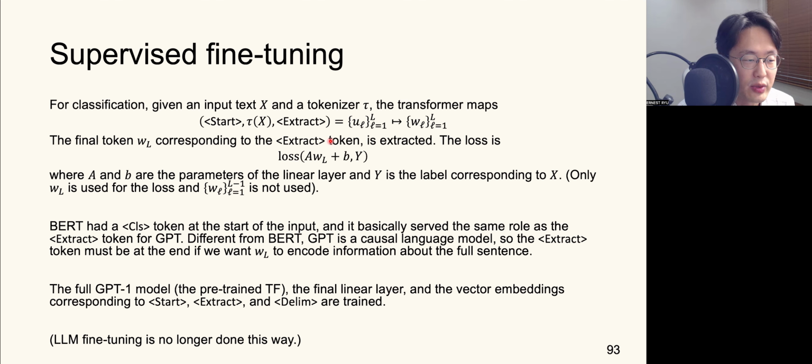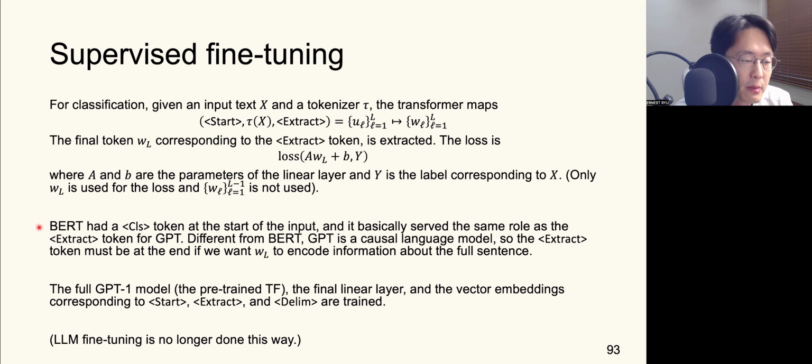This will be corresponding to the extract token. So we take this particular vector at the very end, we extract it, and then we feed it through a linear layer and then apply the loss to it. So the transformer architecture outputs W_1 up to W_L, but within this loss, we only use the final W token, and all the other W tokens, W_1 up to W_{L-1}, are not used in constructing the final loss. Now, if you recall the BERT model, the BERT model had a CLS token at the start of the input. And this is basically the same as the extract token used for GPT.